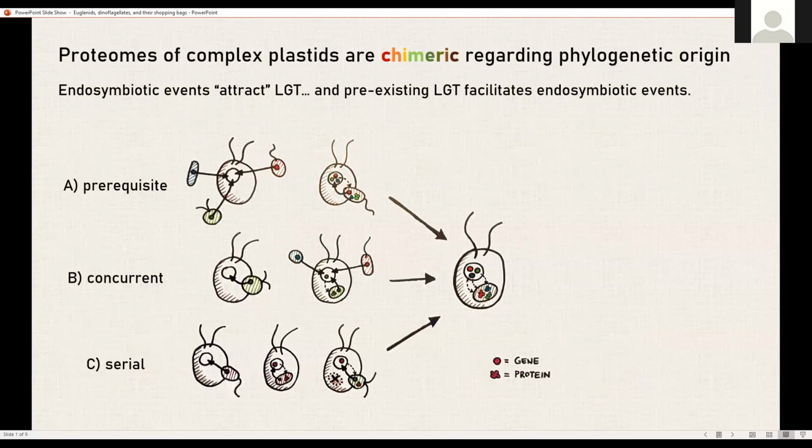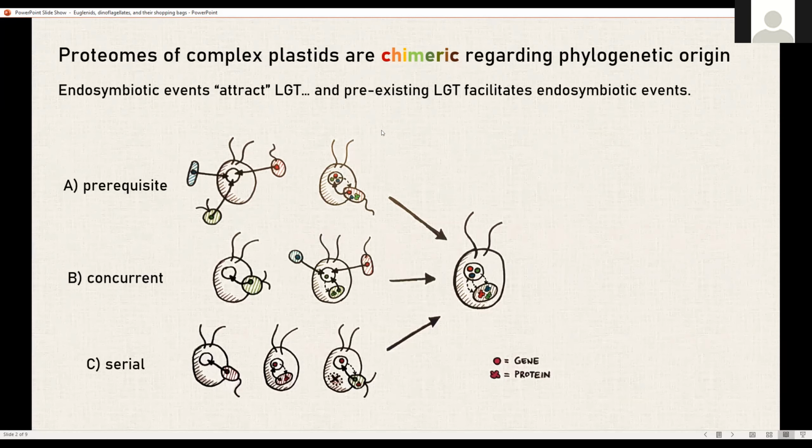So endosymbiotic events are major sources of lateral gene influx. However, the proteomes of complex plastids rarely contain only proteins of host and endosymbiotic origin. They are often chimeric. Plastid gains tend to coincide with LGT from other algal and prokaryotic sources, which can happen through one or more of the following general scenarios.